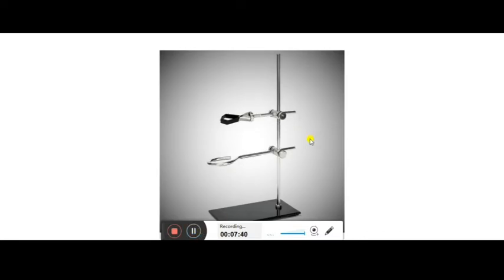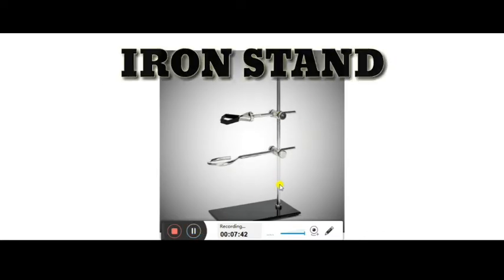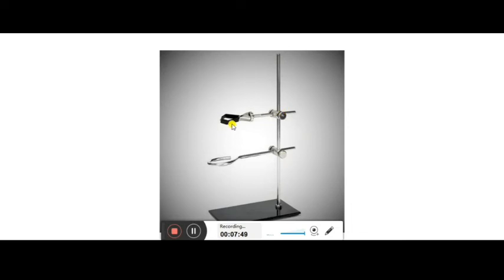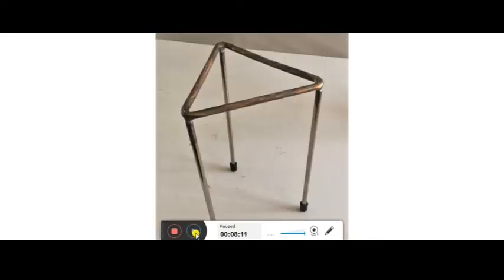This is called the iron stand. This is an iron stand, and this is also very common in the laboratory, and these are the things which can be fixed into it. That holder is there, and this kind of rod is also there. So basically it is used to suspend and hold apparatus. You can keep things on it, and I'll show you the setup also, how you can arrange things in the laboratory and do the experiment.